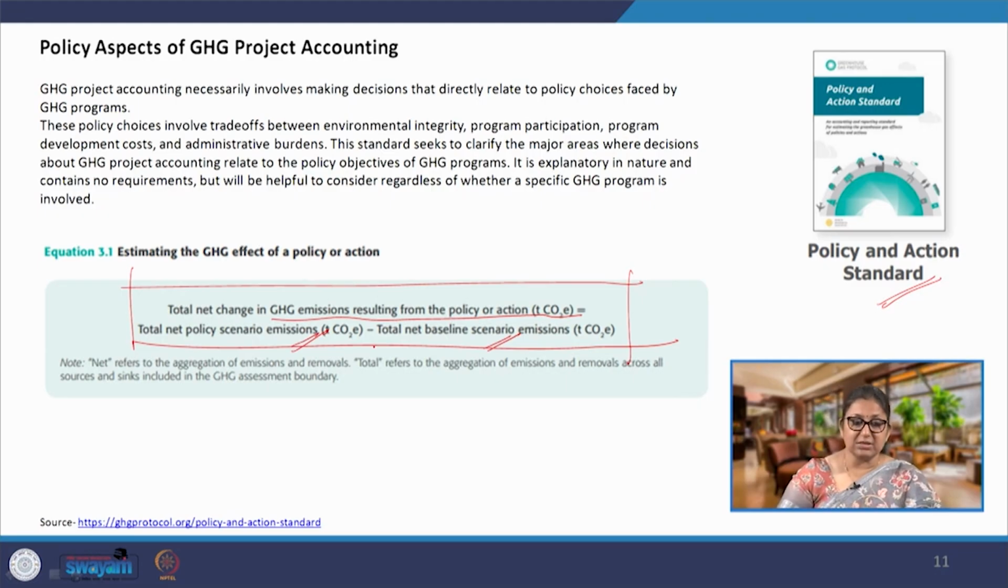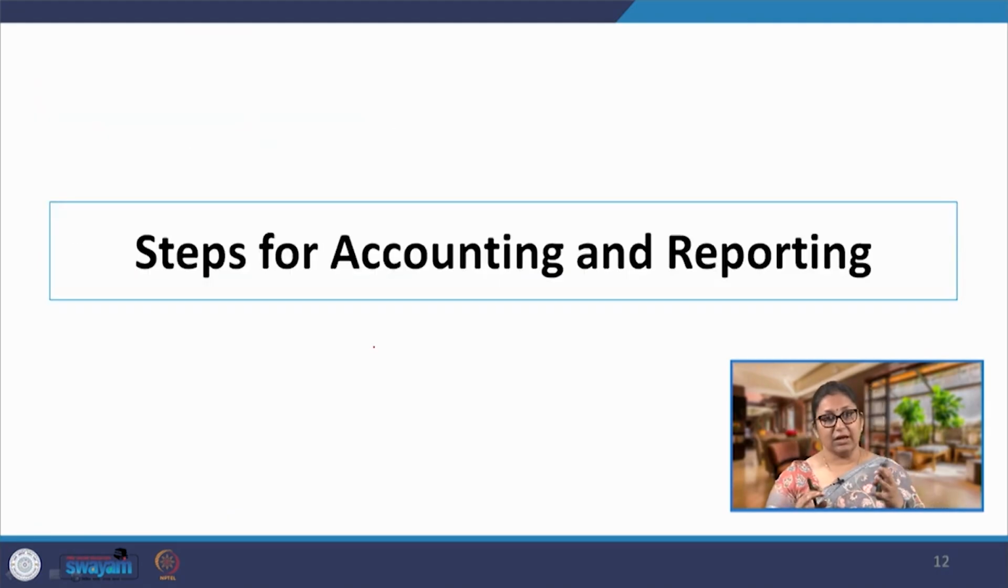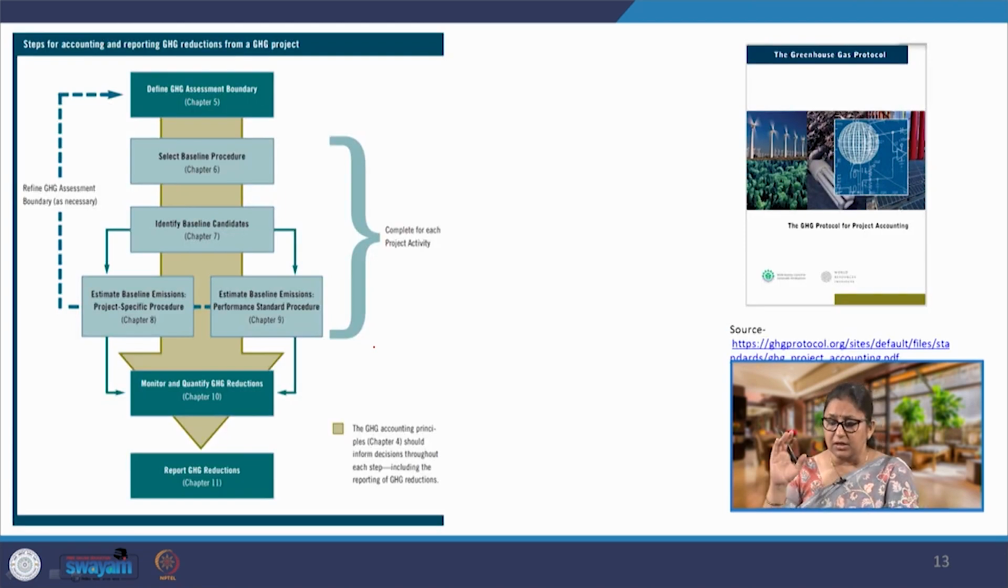But these are the policy aspects of GHG project accounting. Whenever we are taking policy action, we are also going to be looking at the concepts which are related to this particular policy action. Now, for different standards, there are steps for accounting and reporting. If we look at the generic process, the first thing we will do is define the GHG assessment boundary, that is after we have identified the project and project activities.